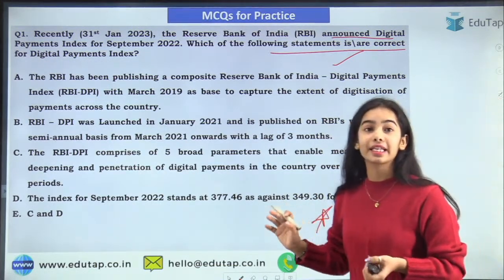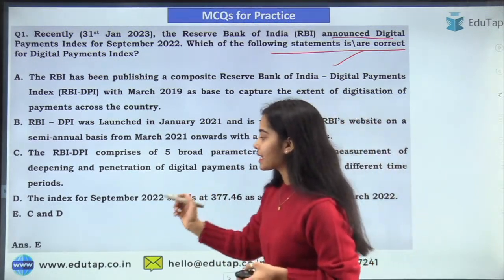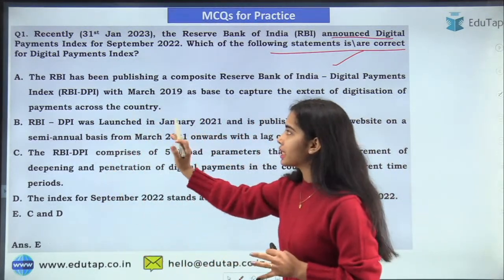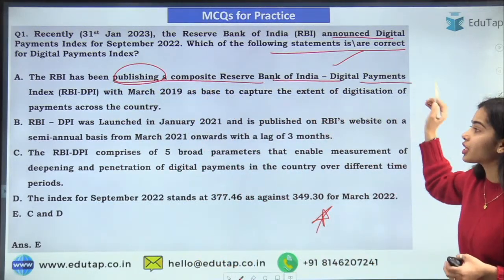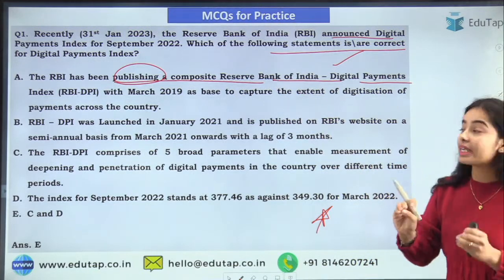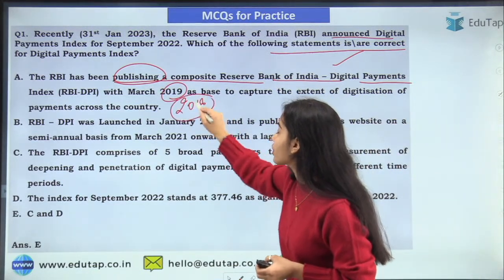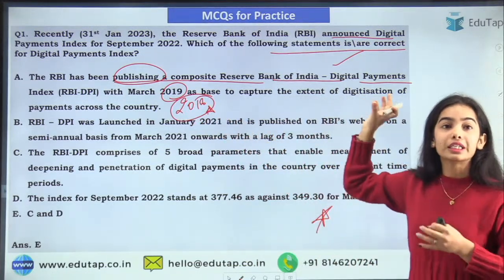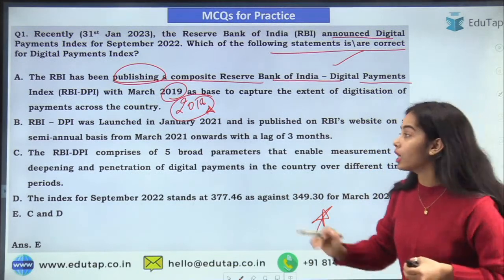I have started getting the answers, and the answer that I am getting from Sorish is E, and that is absolutely correct. The first statement: the RBI has been publishing a composite Reserve Bank of India digital payment index with March 2019 as the base. This is wrong. The base is 2018. So the first statement becomes wrong.